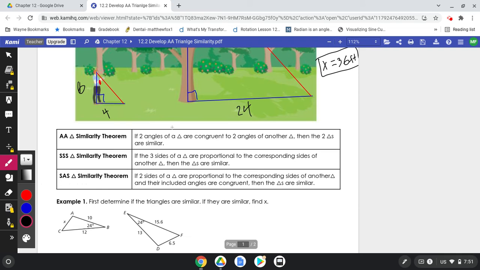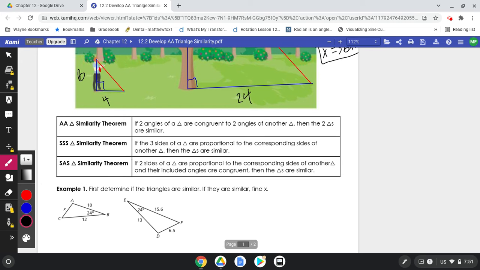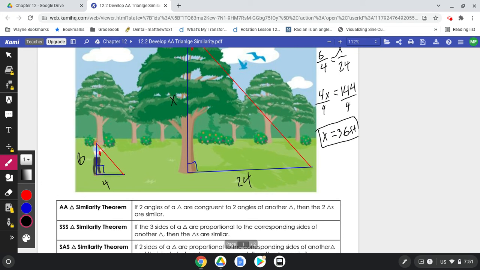If 2 angles of a triangle are congruent to 2 angles of another triangle, then the 2 triangles are similar. There are also 2 other similarity theorems we'll talk about today. SSS similarity theorem. S stands for side. So if the 3 sides of a triangle are proportional to the corresponding sides of another triangle, then the triangles are similar. Keep in mind, that doesn't mean they're the same. Proportional means they have that same ratio. Up here, 6 times 6 gave us 36, which was what was right here. So they're proportional.